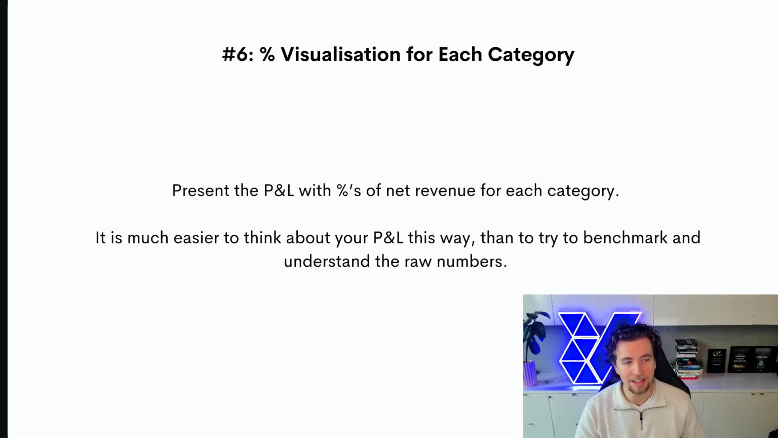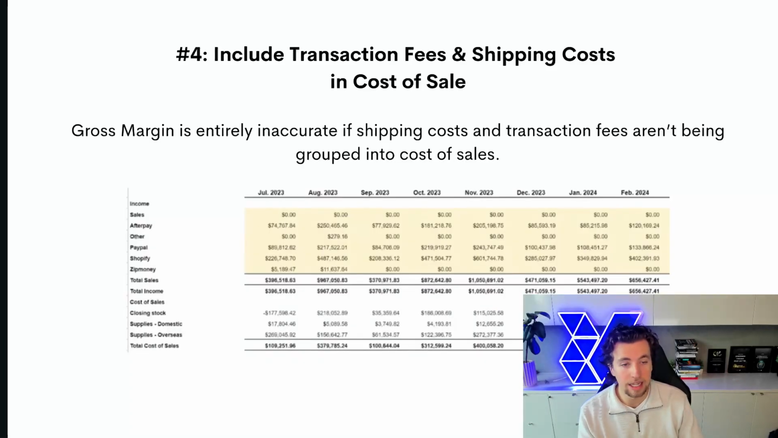It's much easier to think about your P&L in this way, rather than try to benchmark and understand the raw numbers. And we can go back to this P&L as an example here, and we're just looking at the very top end of the P&L, and just looking at gross margin, which is inaccurate, and they're not using accrual accounting, and there's all these kinds of issues, but let's ignore all of those and have a look. Looking at these figures, we're going to have to sit here for 10 minutes in itself just to try to figure out what gross margin is doing on a month-on-month basis.